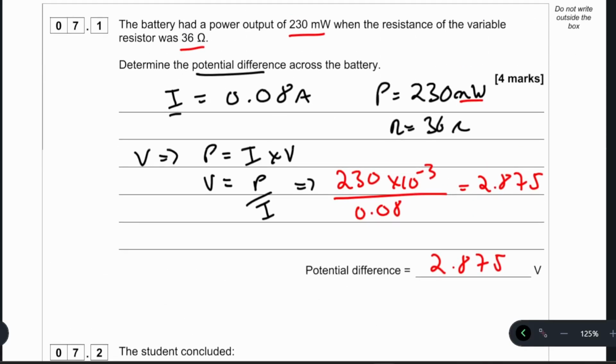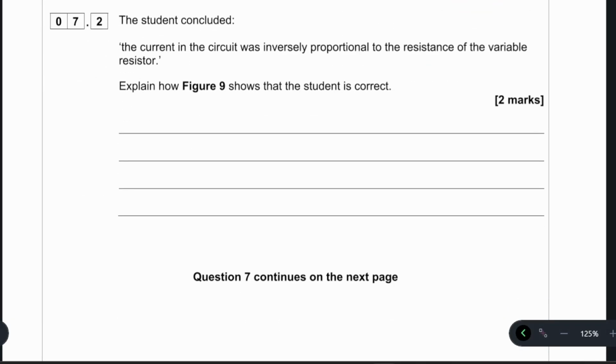There's a few different ways you can do that question, but that's just one example of how you could do it. The next question then: the student concluded the current in the circuit was inversely proportional to the resistance of the variable resistor. Explain how figure 9 shows that the student is correct.